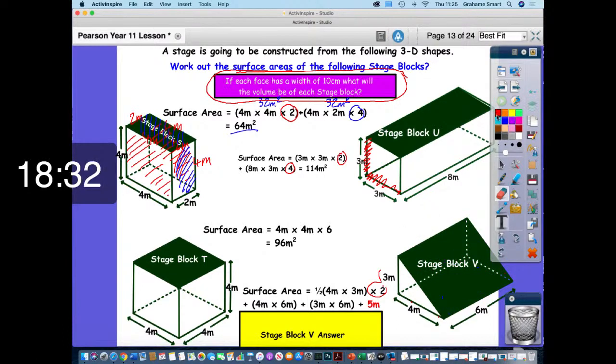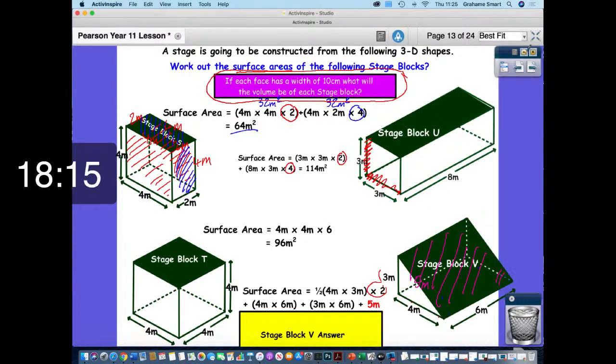Okay, I'll do this one in red. We have to work out that this diagonal side is 5 meters, and then to work out the area of this diagonal face, we'd have to do 5 meters multiplied by 6 meters. And some of you might be thinking, well, how's he got that 5 meters? Where's that come from? Well, I've used Pythagoras' theorem.